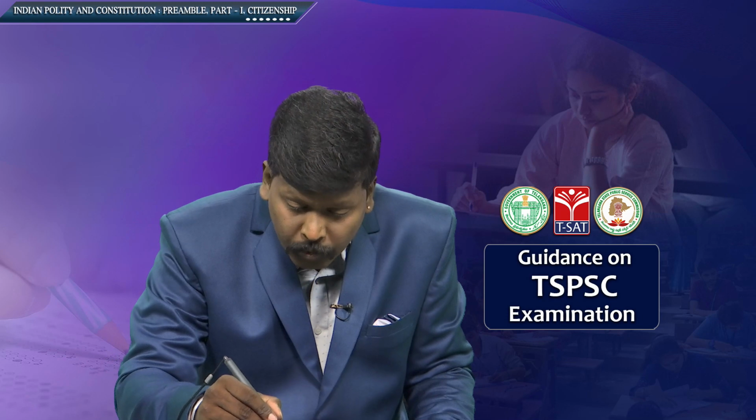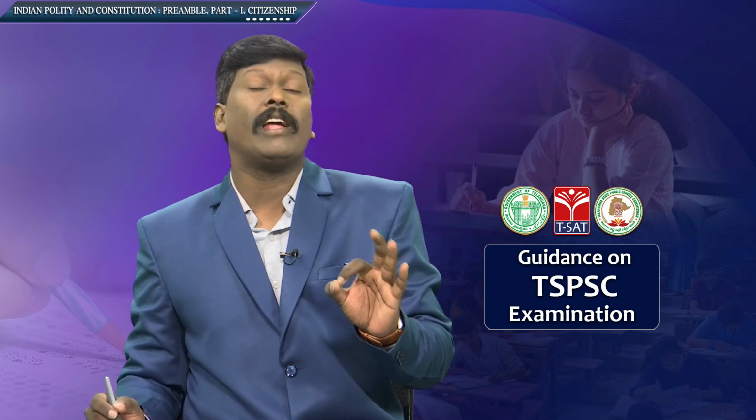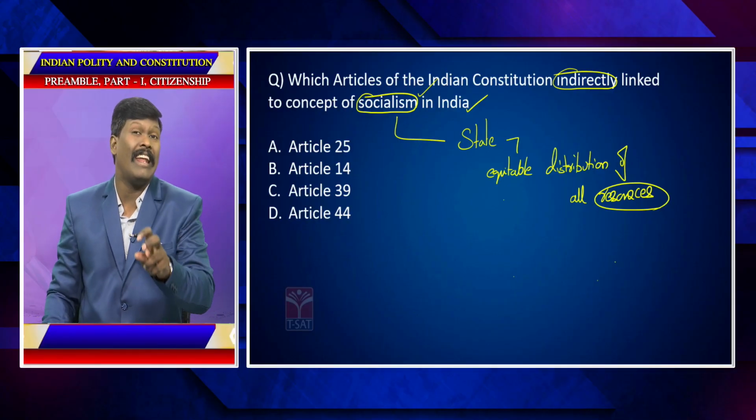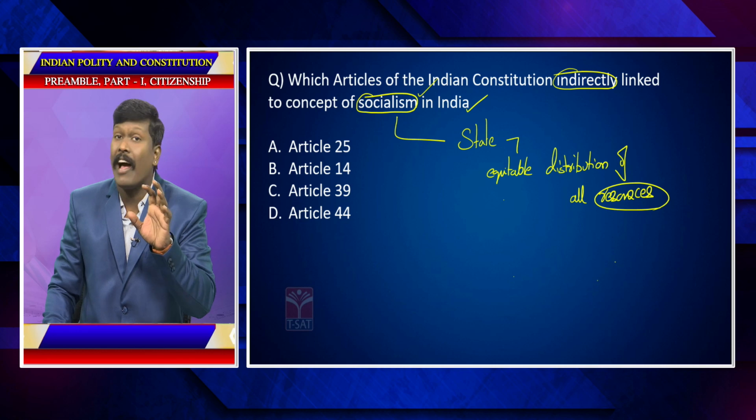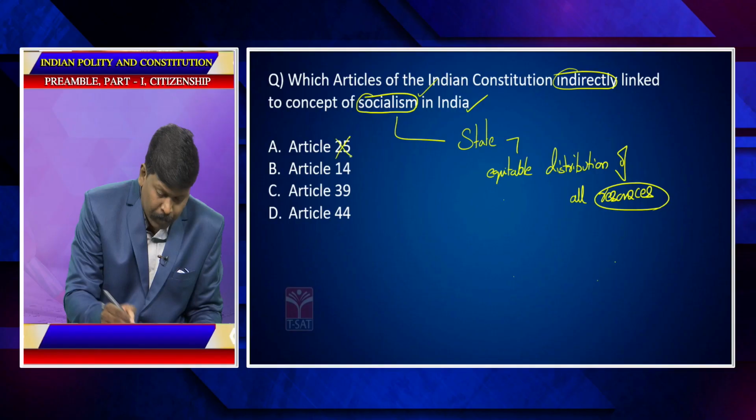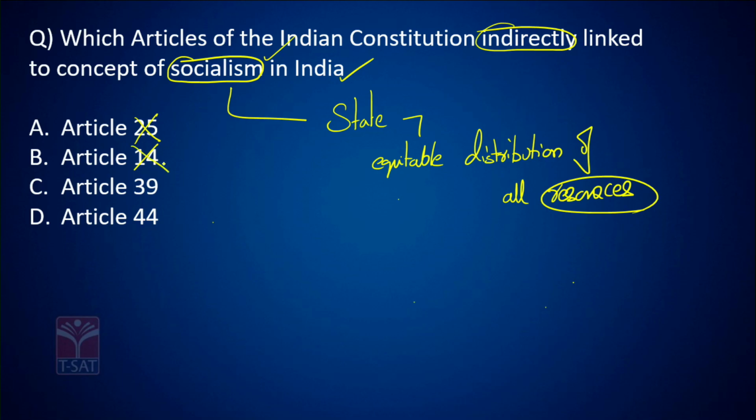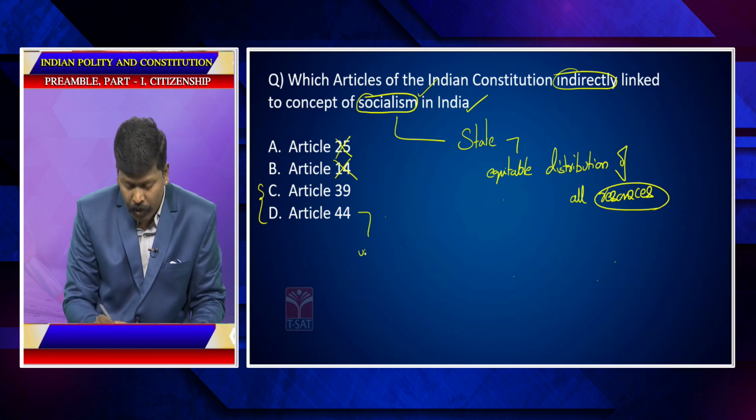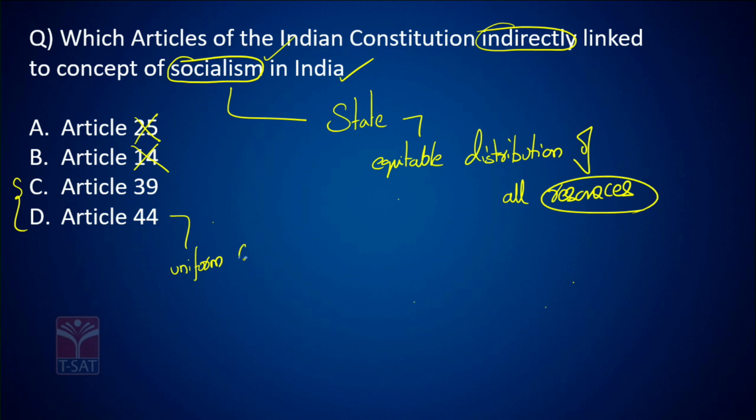Now, this concept of socialism was added to the Indian Preamble by 42nd Constitutional Amendment Act. Now, this is there in the Indian Constitution as part of directive principles of state policy. Now, this is not directive principles of state policy. These two are fundamental rights. Now, answer can be C or D. Article 44 talks about uniform civil code. So, it is Article 39.